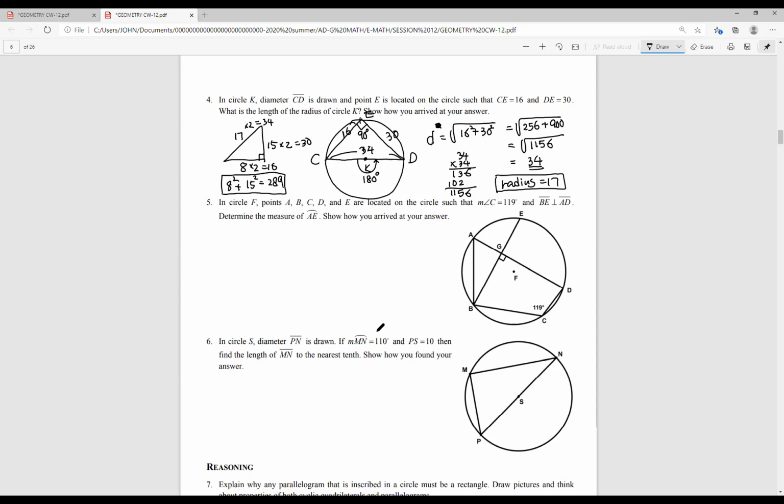What is the measure of angle AE? We're going to measure this angle, AB, AE, which is what? The central angle, okay? Maybe you can find this angle, right? Same thing. So everybody try this one. After this, we're going to have a break.